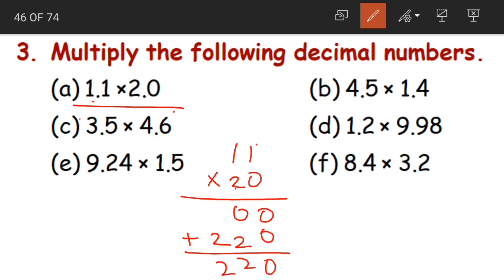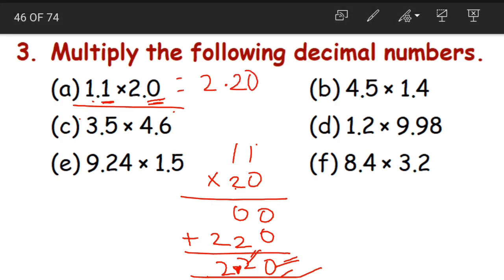But if we observe the given numbers, they have 2 decimal places. So even in the product, we have to place a decimal point after 2 digits from the right. 1, 2, then a decimal point. What is our answer here?